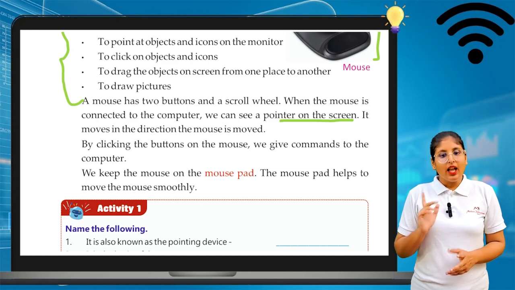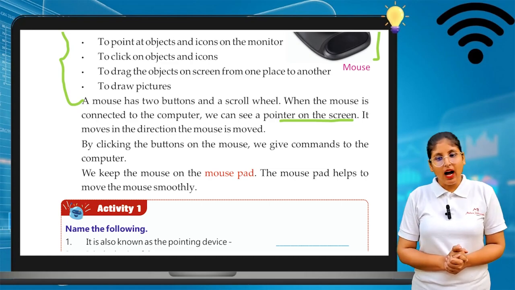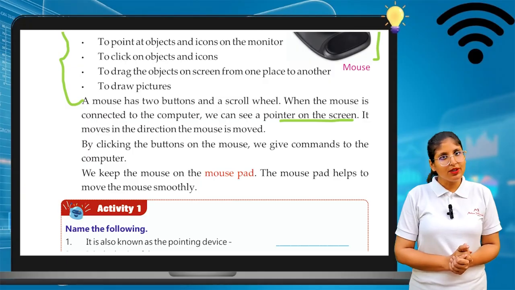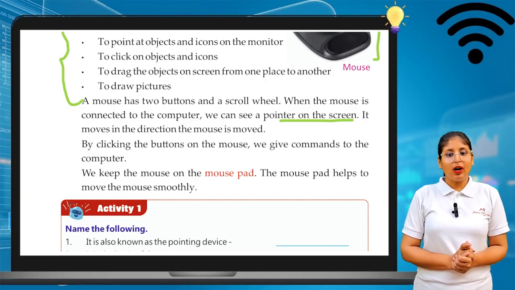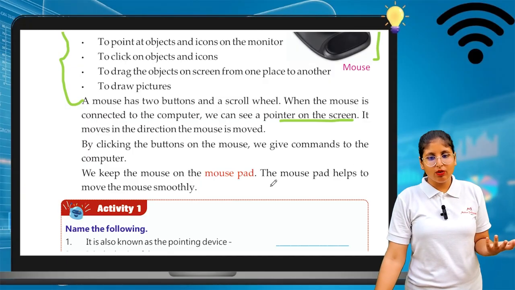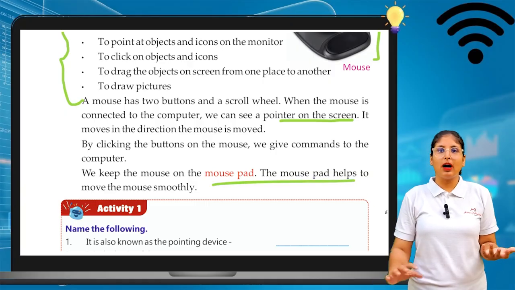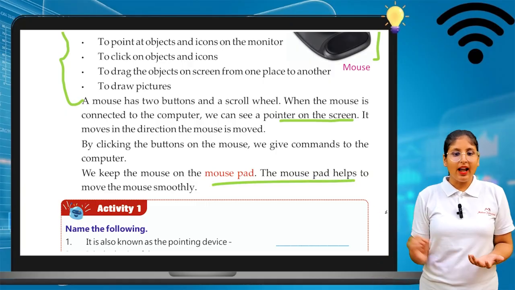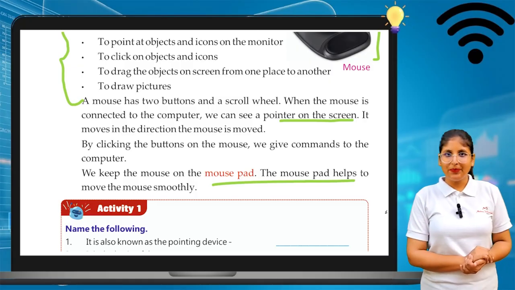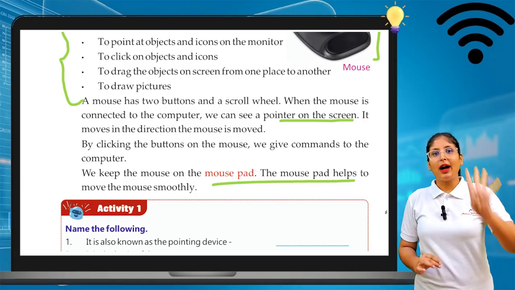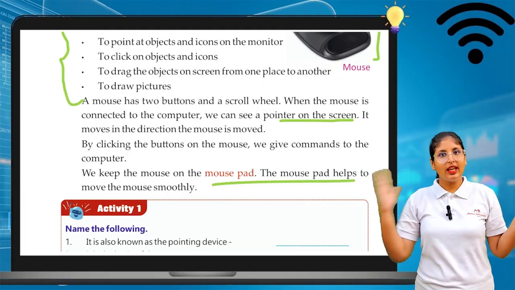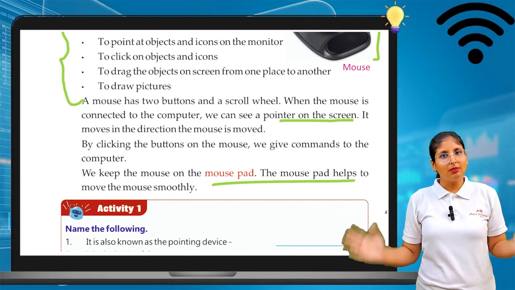So by clicking the buttons on the mouse, we can give commands to the computer. We keep the mouse on a mouse pad, which helps us to move the mouse smoothly. So these four essential parts are clear to you: monitor, keyboard, CPU and mouse.